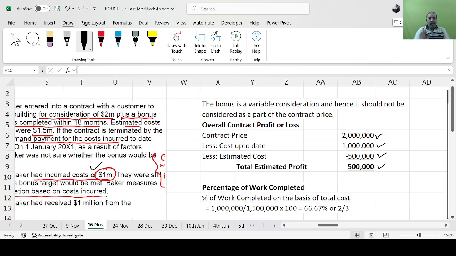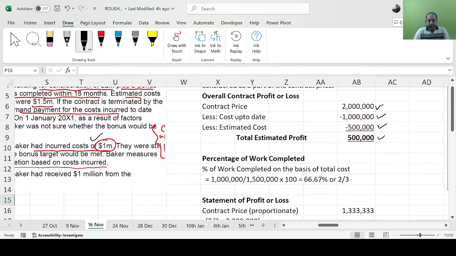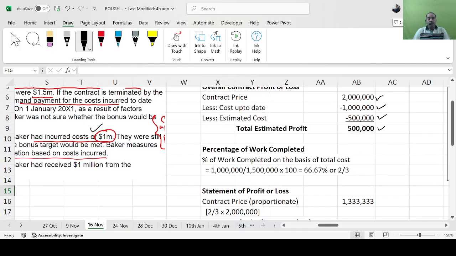Okay, that is step number 1. So you know that there is going to be a profit. Step number 2 is percentage of work completed. On what basis are we calculating? On the basis of cost incurred, right? Which means on the basis of input method. How much is the cost incurred up to date? $1 million. What is the total cost likely to be incurred? $1.5 million.